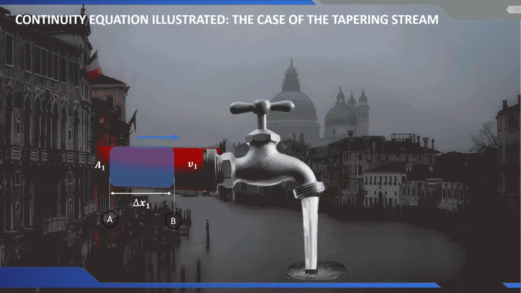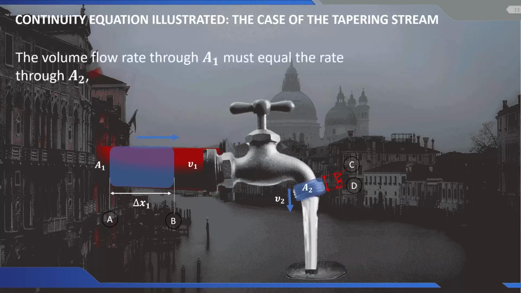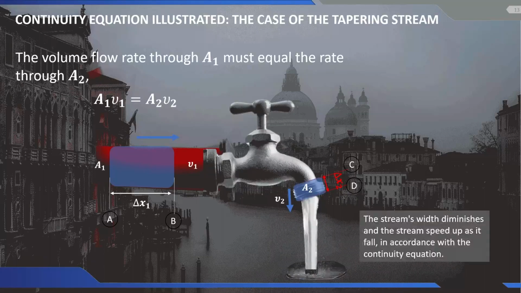This is another visualization of the equation of continuity. In this case, the volume rate through A1 must be equal to the rate through A2.